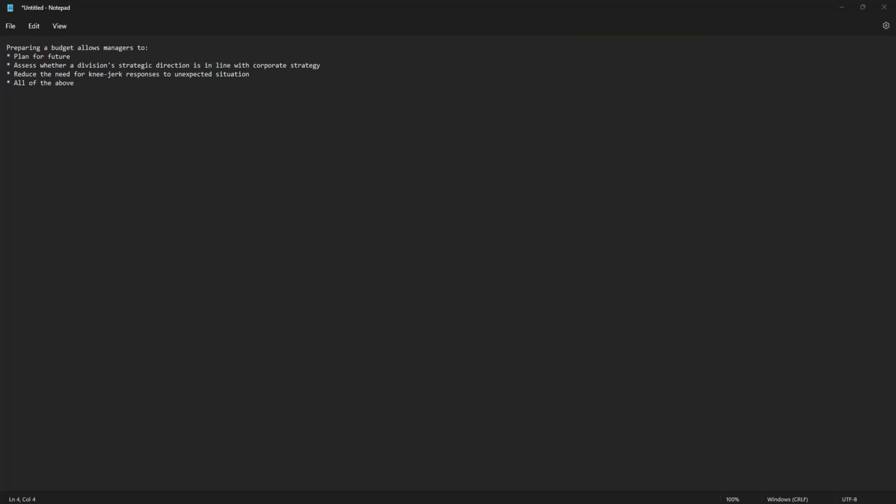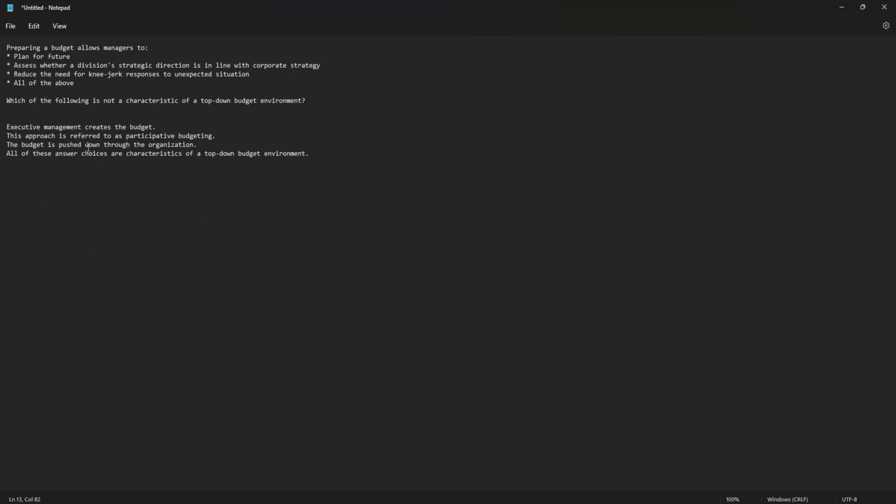The next question is, which of the following is not a characteristic of the top-down budget environment? So let's pull it up here. Control copy, control paste. The correct answer is this one. This approach is referred to as participative budget. This is not a characteristic of the top-down. This is the bottom-up. The top-down budget is where executive management creates the budget.